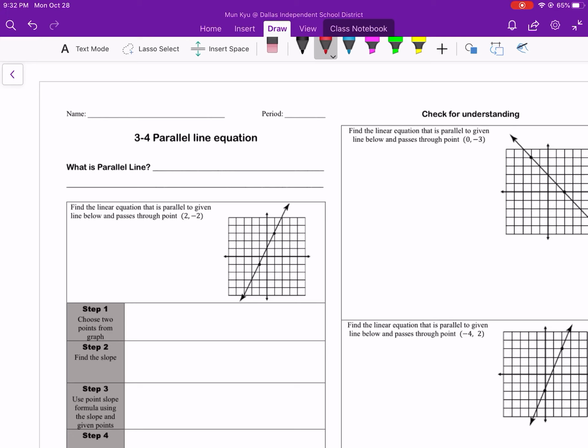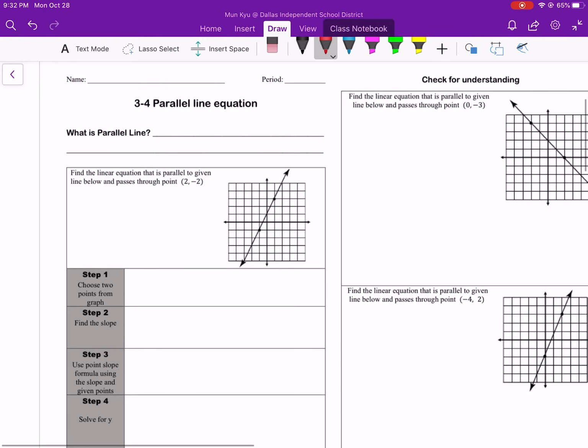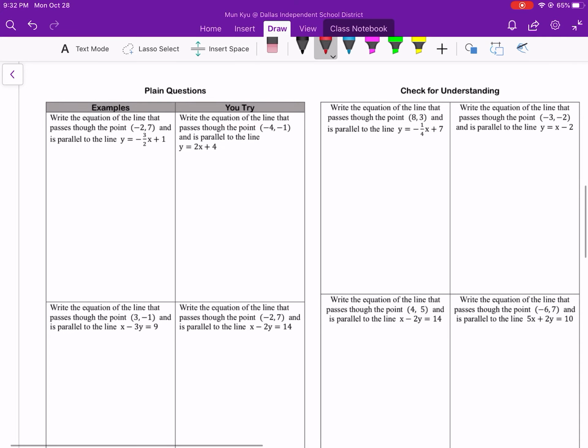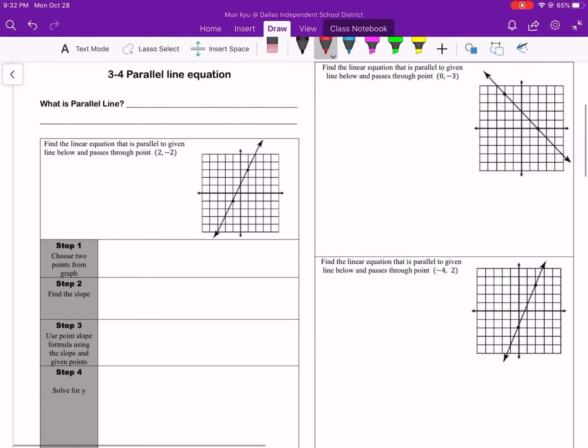Okay, in this video, I will show you how to find a parallel line from a given graph. Here, if you look at it, I gave you 3 graphs, and here we have some questions. But in this video, we will just focus on this graph.